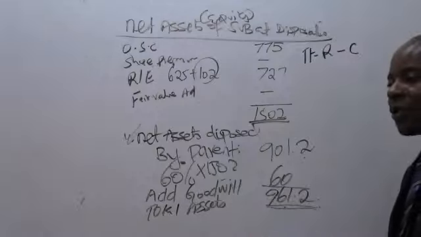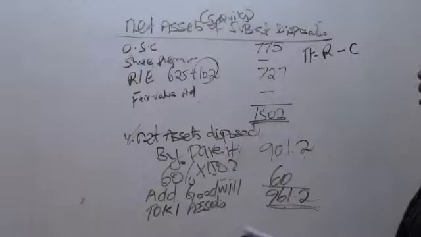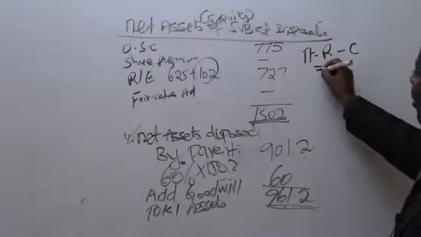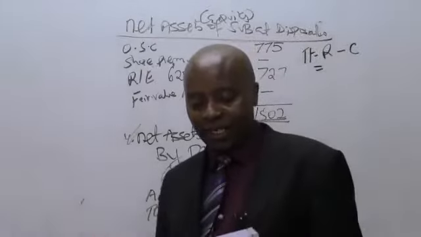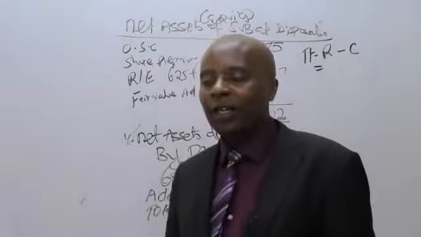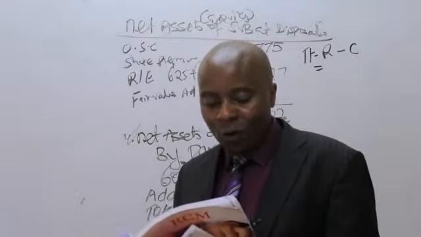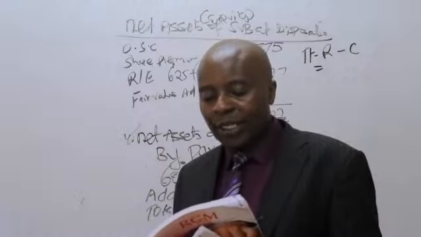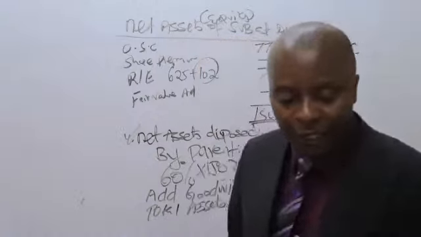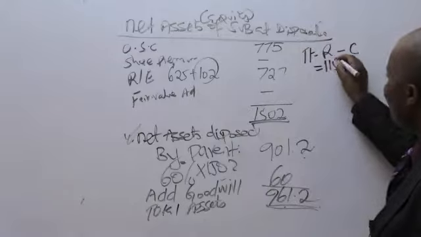Profit is revenue minus cost. So what is the revenue? How much were they given for the disposal that they did? How much did they receive? From note number 2, they sold the 60% holding for 1150. So the entire revenue they received was 1150.